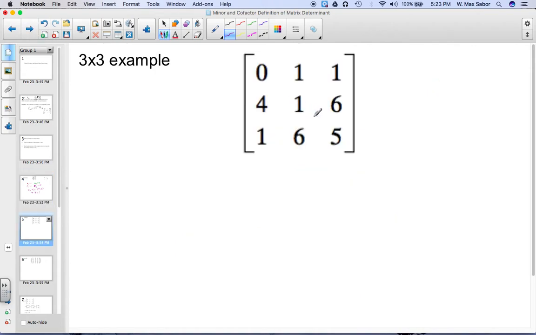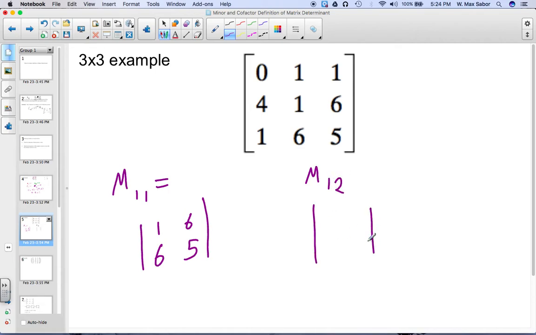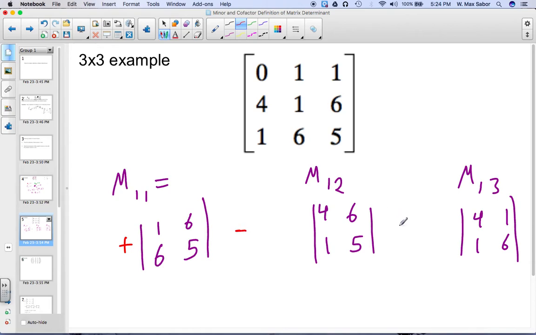When we did it here, we said, okay, the minor 1, 1 is the determinant of 1, 6, 6, 5. Minor 1, 2 was the determinant of 4, 6, 1, 5. Minor 1, 3 was the determinant of 4, 1, 1, 6. We can calculate those, and then we're going to take the cofactors. So this will be positive, this will be negative, and this will be positive.